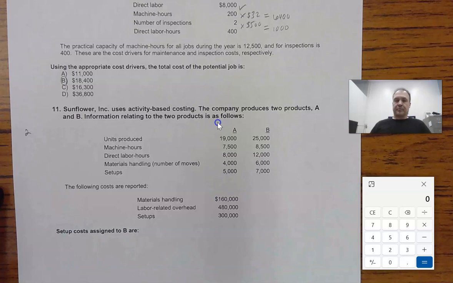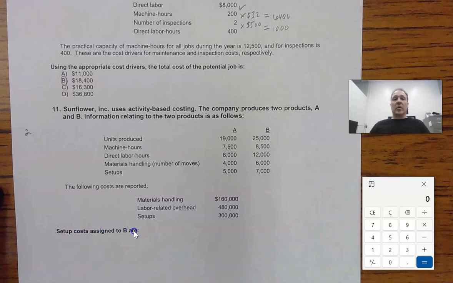So let's see what we've got here. We've got all of our information for product A and for product B here. And again, kind of the long and drawn out bit of information here. So I'm going to go down and see what they actually want me to do. And what they want from me is they say setup cost assigned to product B are.